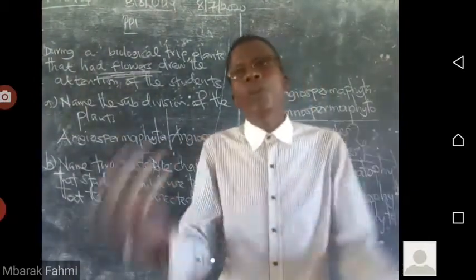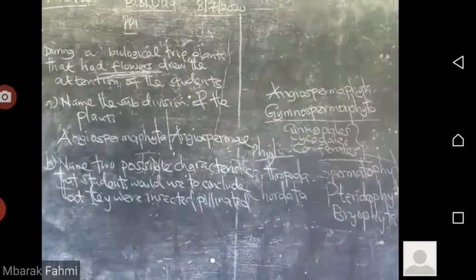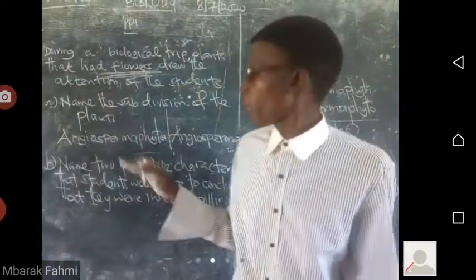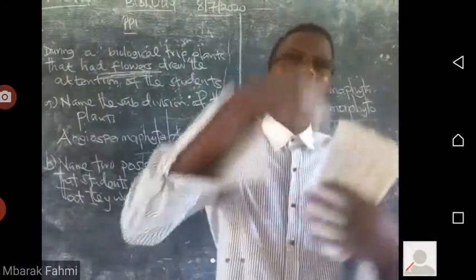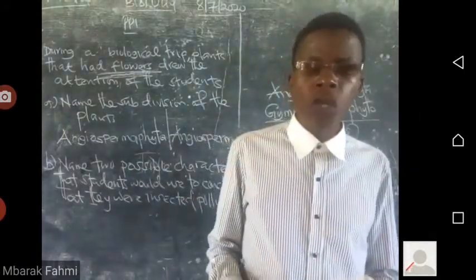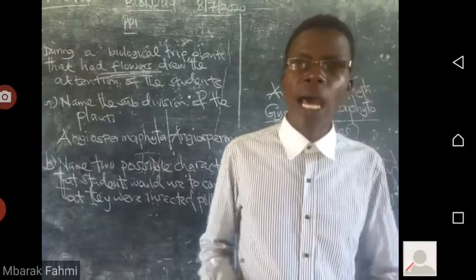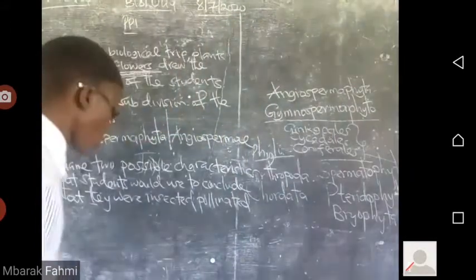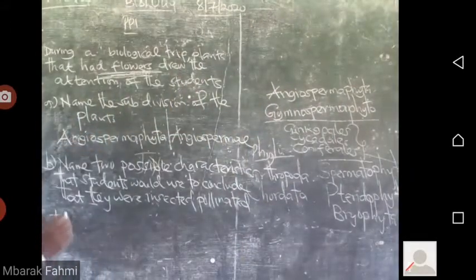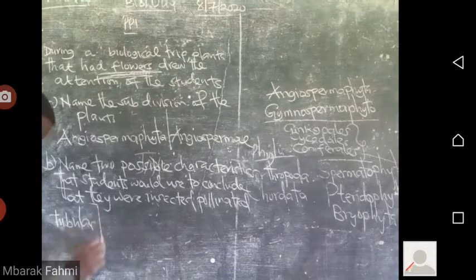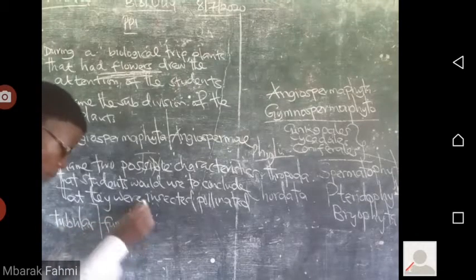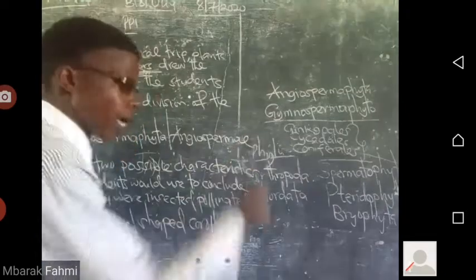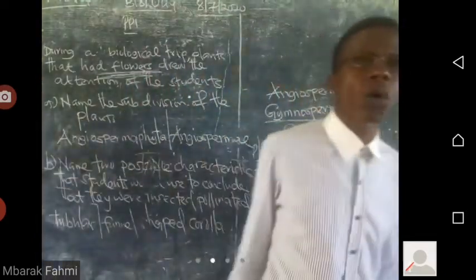So their corolla is tubular. Remember you have been asked to name, so you are not supposed to give an elaborate explanation on this. You are just supposed to state them. For example, you talk about the corolla being tubular or funnel shaped. Tubular or funnel shaped corolla.